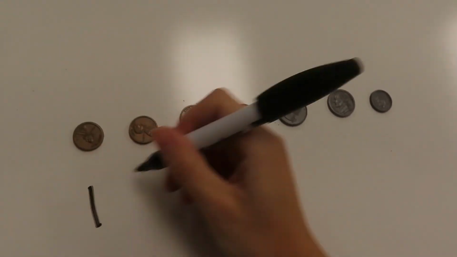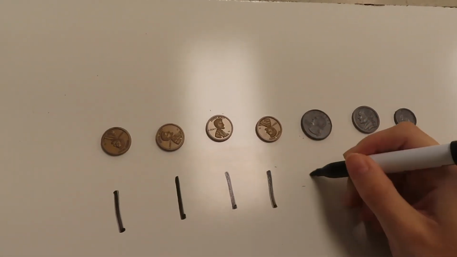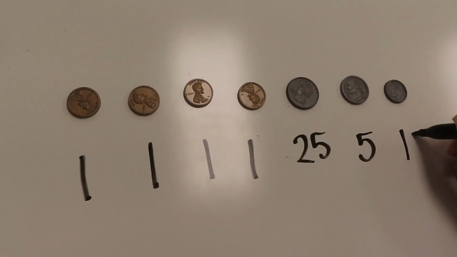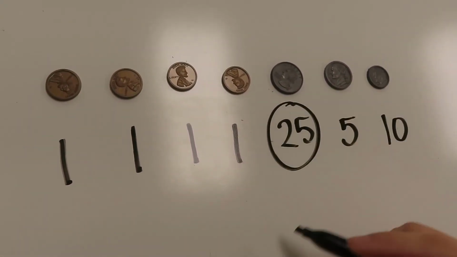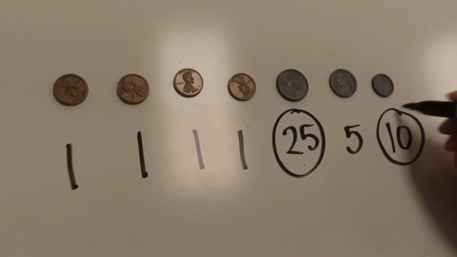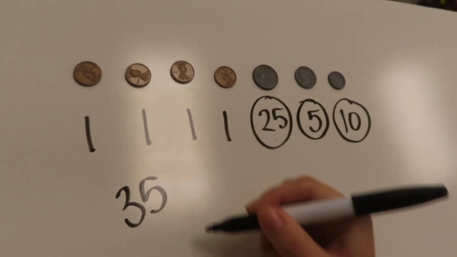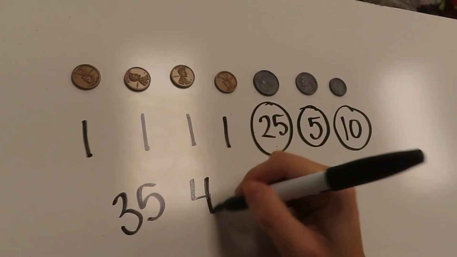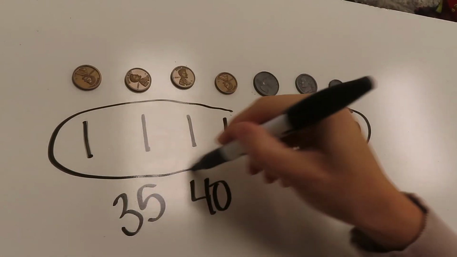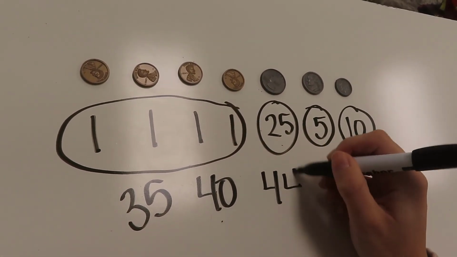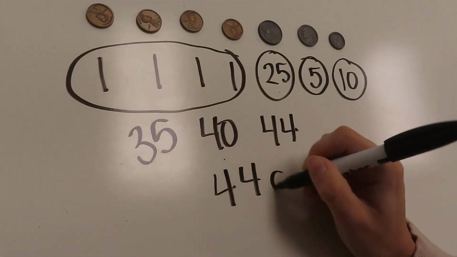Alright, so all of these pennies are worth 1 cent. Your quarter is worth 25, nickel is 5, and dime is 10. So I'm going to start with my quarter. Quarter plus a dime, 25 plus 10 is 35, plus the nickel, 35 plus 5 is 40, and then I'm just going to add 4 instead of adding 1 at a time, so 40 plus 4 is 44. So we have 44 cents.